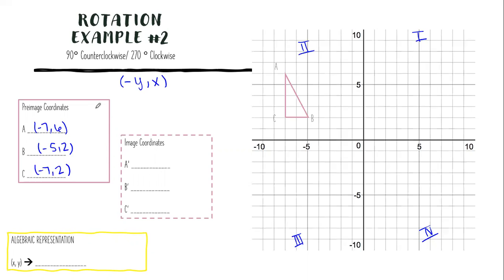Okay. So each rule is really specific. So this one is just telling you that you have to remember to flip the x and y. Yes. Okay. So can you give me like 5 more minutes?